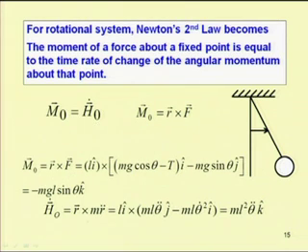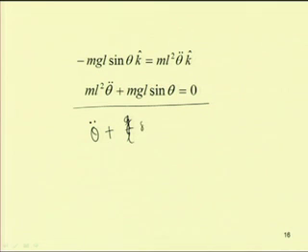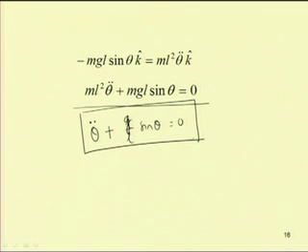So, one can find the equation of motion of the system as m L square theta double dot plus m g L sin theta equal to 0. By dividing by m L square, we can write the equation of motion in this form: theta double dot plus g by L sin theta equal to 0. So, using Newton's second law, one can derive the equation of motion.